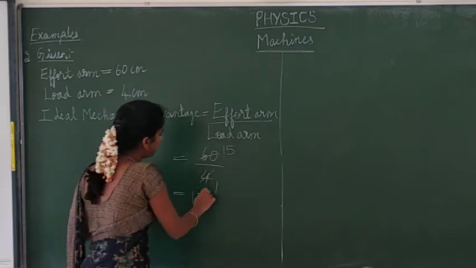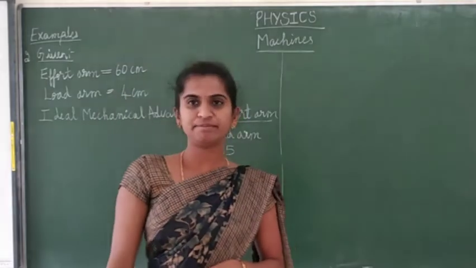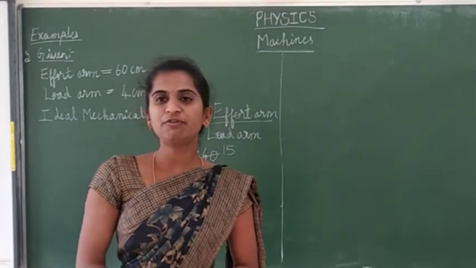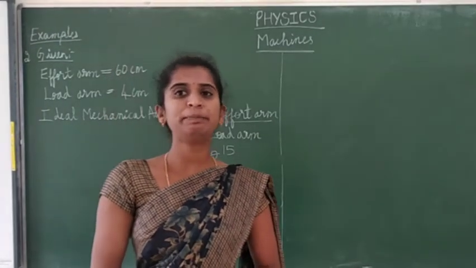So what is the mechanical advantage? That is equal to 15. Please remember the formulas for mechanical advantage, velocity ratio, principle of moments.